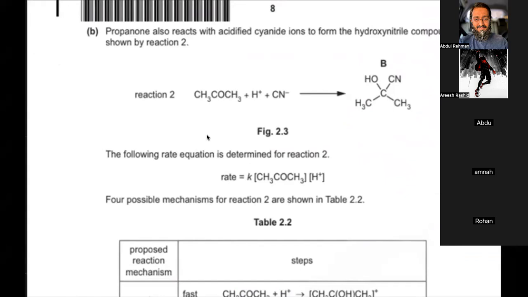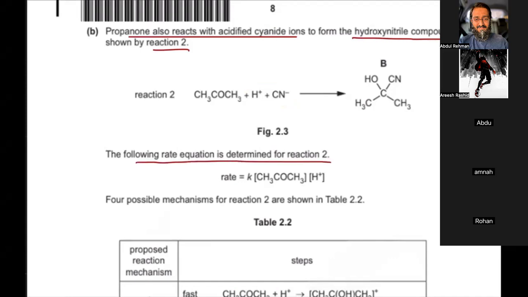Okay, now B part. Propanone also reacts with the acidified cyanide ions to form hydroxynitrile compound B as shown in reaction 2. So if you recall, that is what you have studied in AS. Okay, that is hydrogen cyanide, not acidified cyanide, but this kind of a reaction is in AS.